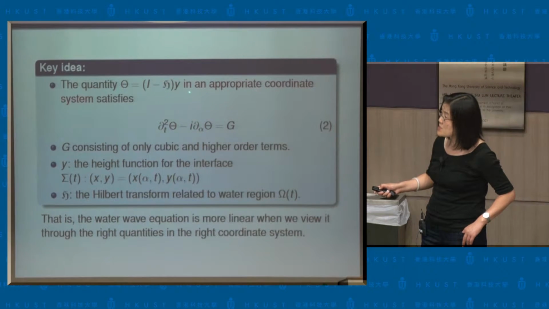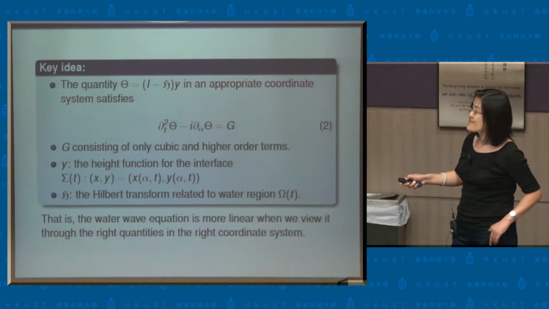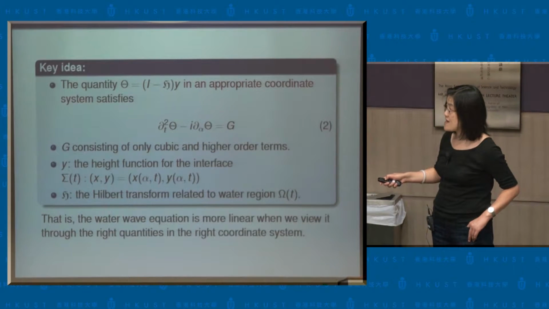This quantity is a projection of the height into the space of holomorphic functions in the air region. If you just look at this quantity in an appropriate coordinate system, it will satisfy such an equation. And in this equation, the main part, the left-hand side, is completely linear and constant coefficient. And the right-hand side contains no quadratic nonlinearity. So this contains cubic and higher nonlinearity only, no quadratic nonlinearity.